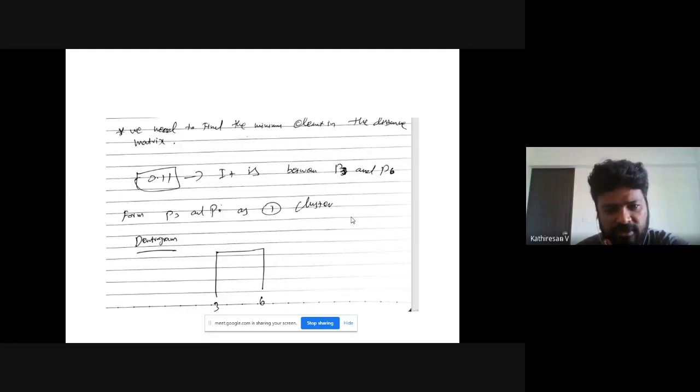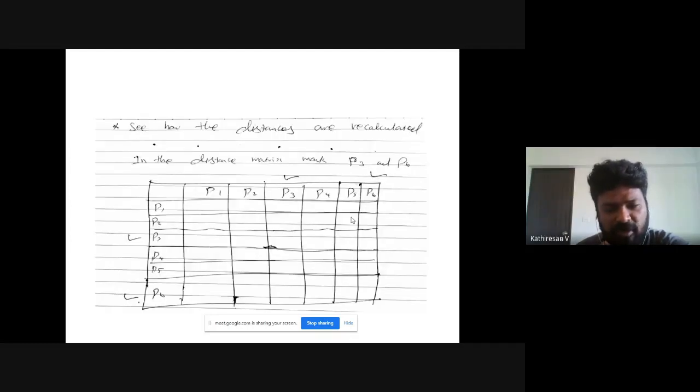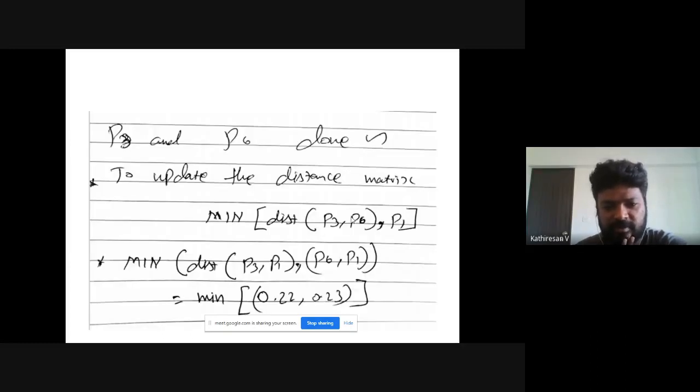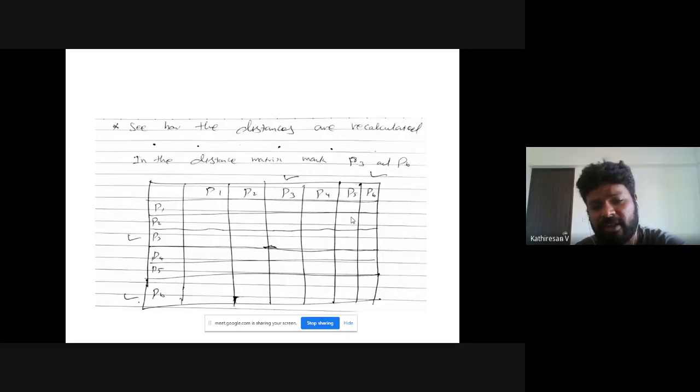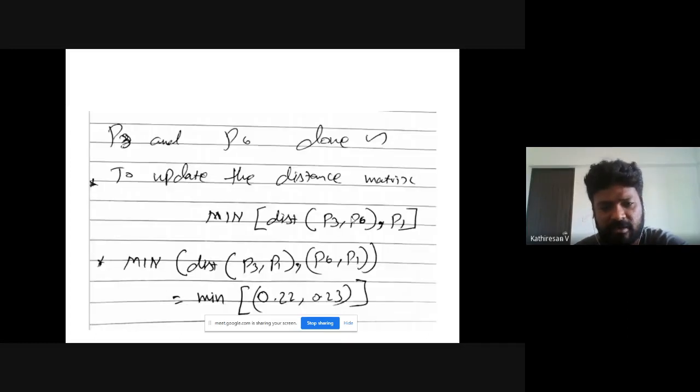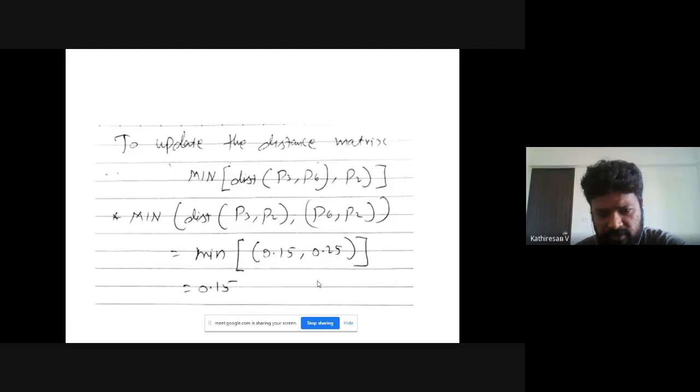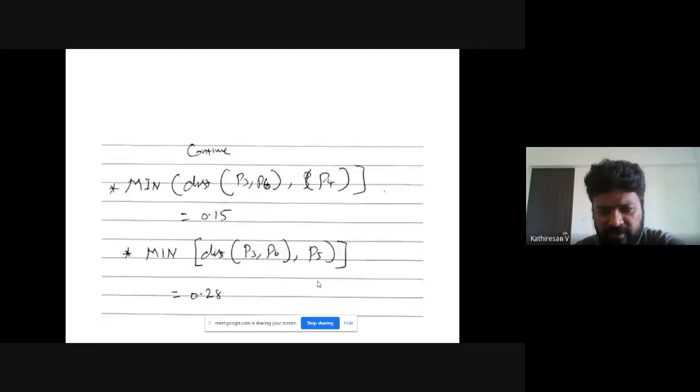So this is the dendrogram. And again, what we need to do in the distance matrix, we have to take P3 and P6 together. In the distance matrix, we have to take P3 and P2 together. Again, we have to find the distance, like P3 and P6 to P1, P3 and P6 to P2, P3 and P6 to P4. Likewise, we have to calculate.